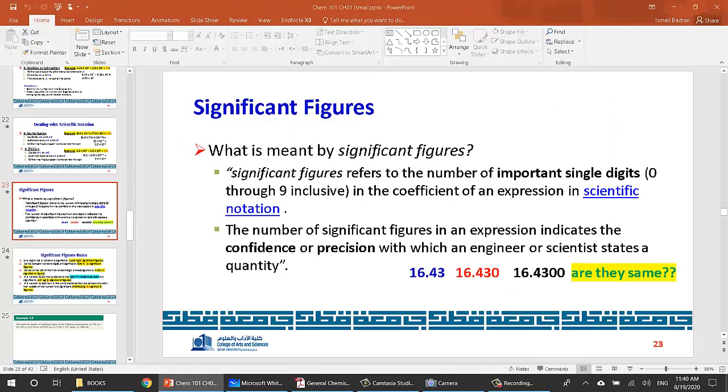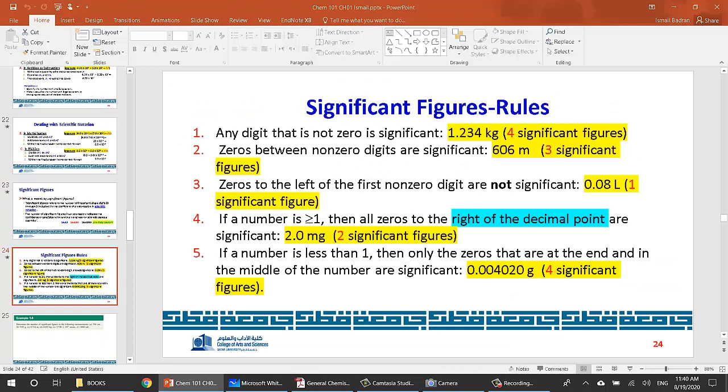So what are the rules for significant figures? We have here a bunch of rules that we need to know, and please pay attention to them. The first rule is any digit that is not 0 is significant. So anything that is not 0, they are all significant. An example would be 1.234. In this case, all of them are significant, because the 1.23 is certain, the 4 might be uncertain, and therefore all of them are significant. So in this number 1.234, we have 4 significant figures.